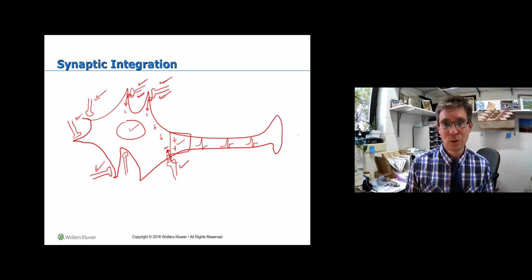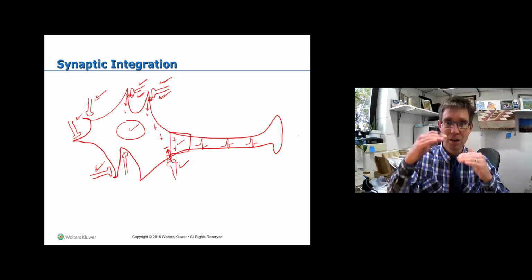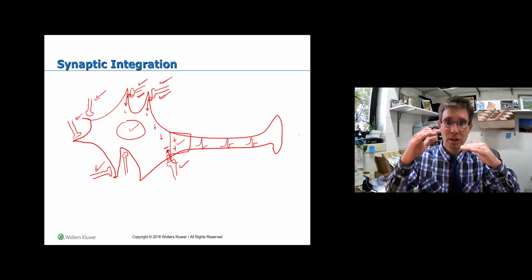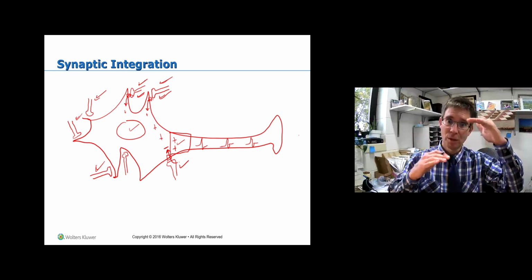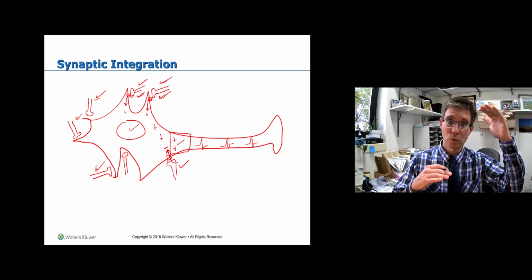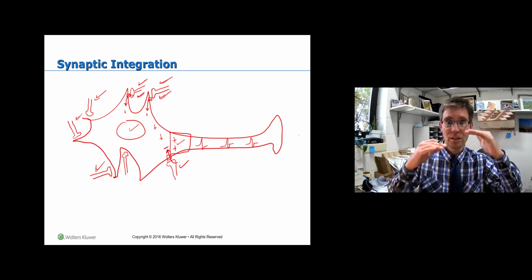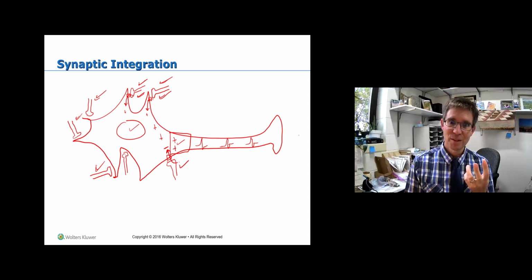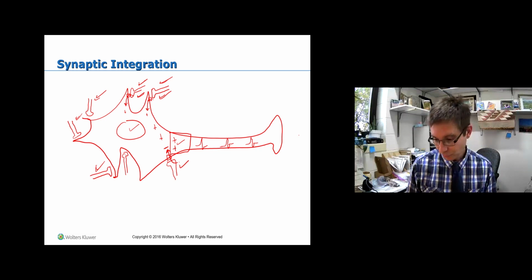Now, will it or won't it fire depends on the relative levels of all of these inputs. If there's more depolarization than hyperpolarization, then we'll probably get closer to threshold. If there's more anions flowing into the cell than there are cations, then we'll probably get further away from threshold. And the cell basically is making a computation based on those different types of inputs.